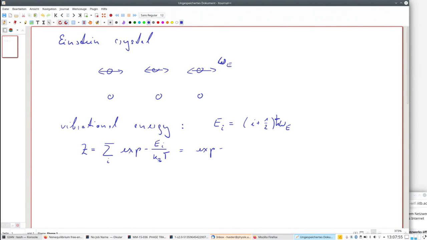H bar is Planck's constant over 2 pi, and it is 1.0 something times 10 to the minus 34 joule seconds. So we have the second part here, which is the same for all oscillators or for all excitations, over 2 kT. And the rest, I hope you know.